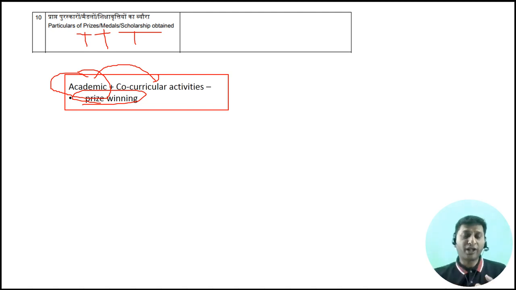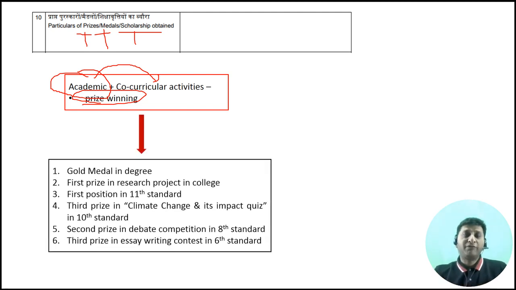Say you want a debate, or you want essay writing, which shows that you are intellectual because this is somewhat related to academics also. So here can be some examples: say you won a gold medal in the degree, you won a first prize in a research project in the college.